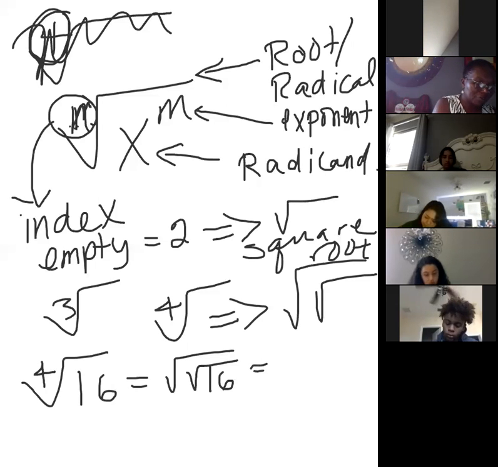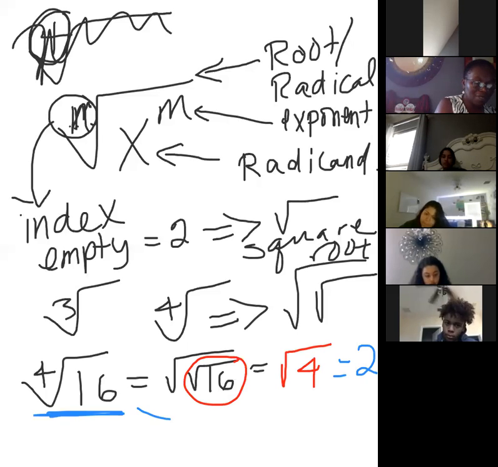So first, you take the square root of 16. And when you take the square root of 16, what do you get? 4, okay? And then you take the square root of the 4, and the square root of 4 is 2. So pretty much the fourth root of 16 would be equivalent to 2.